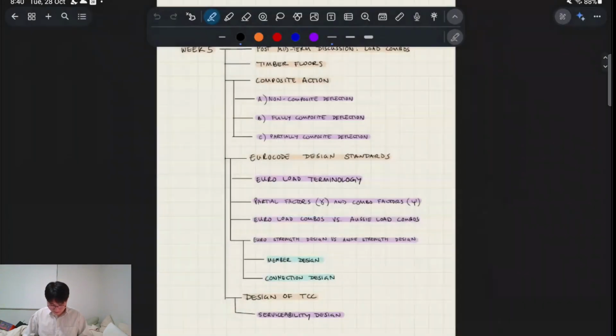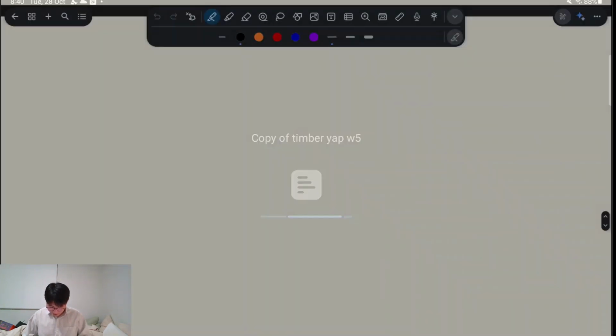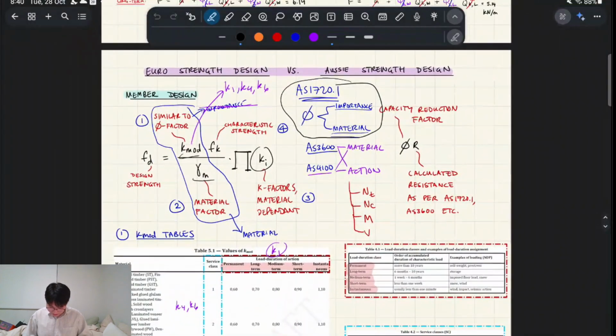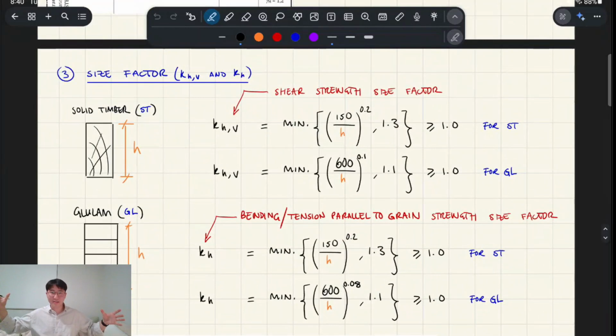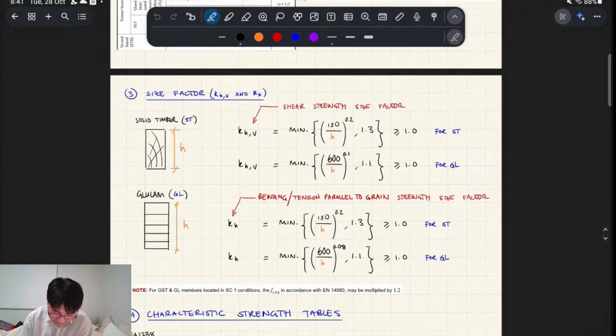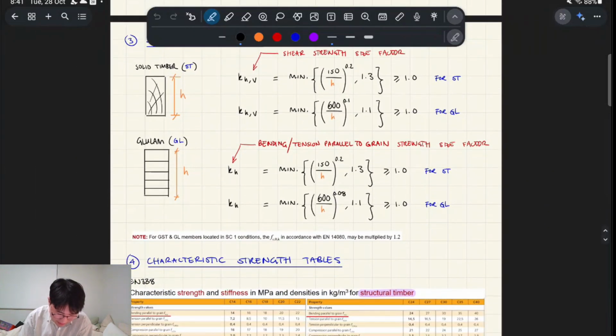So the Eurocode has something called the size factor. It will adjust how strong your member is based on size: if it's too big, it's going to reduce it. Anyway, the size factor is its own thing.